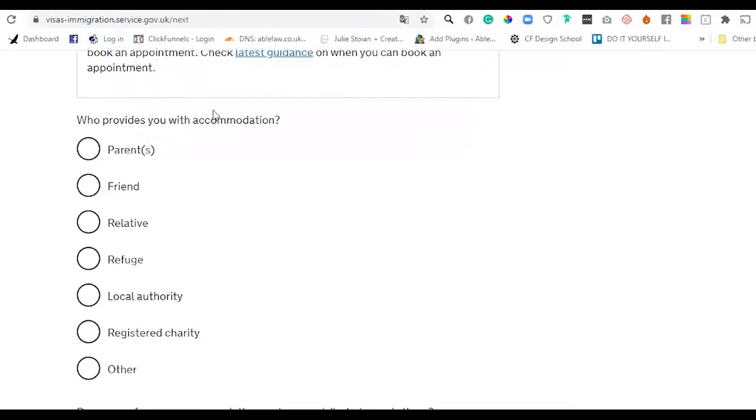Okay, so who provides you with accommodation? I would say a friend. It has all these details here. Is it your parents? Is it a friend? Is it a relative? Is it a refuge? Is it a local authority? Is it a registered charity, or is it other? Okay, I'm going to say friend.